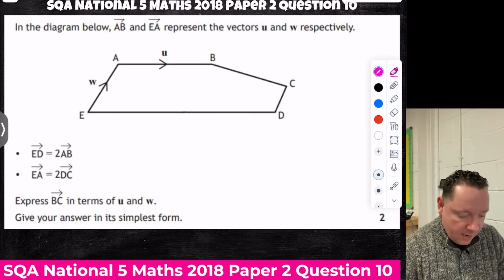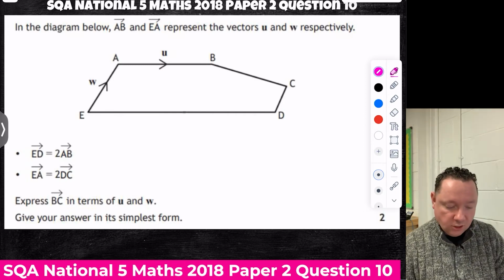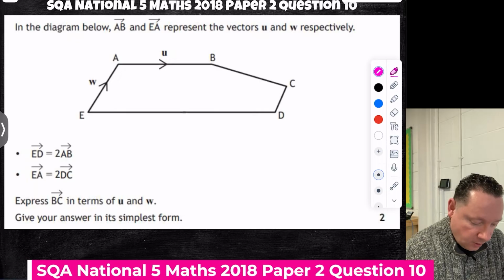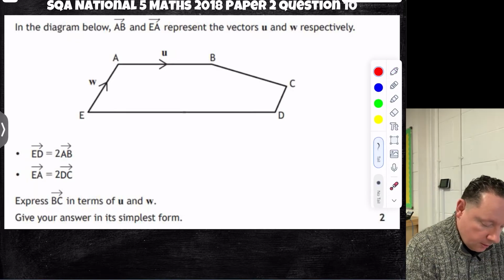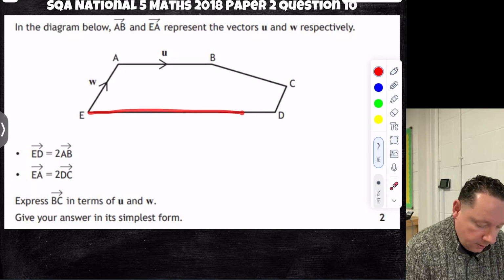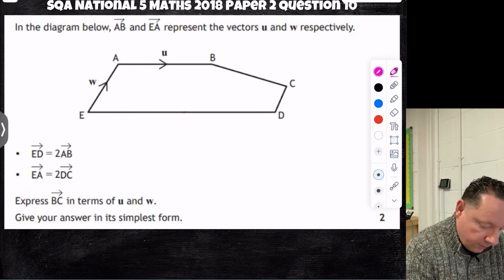SQA National 5 Maths 2018, Paper 2, Question 10. Diagrams below, A to B and E to A represent vectors U and W. As you can see, U and W. It says that E to D is two lots of A to B. So this one is double that one. So that means I can immediately write down that this one here is 2U.